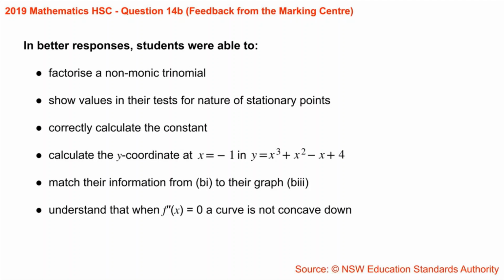In better responses, students were able to factorise a non-monic trinomial, show values in their tests for nature of stationary points, correctly calculate the constant, calculate the y-coordinate at x equals negative 1 in y equals x cubed plus x squared minus x plus 4, match their information from B part 1 to their graph in B part 3, and understand that when f double dash of x or the second derivative equals 0, a curve is not concave down.